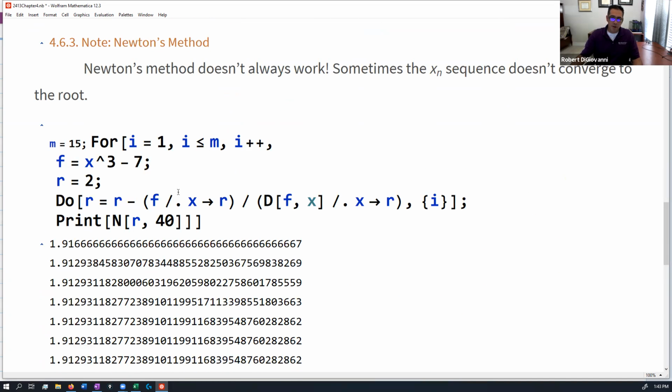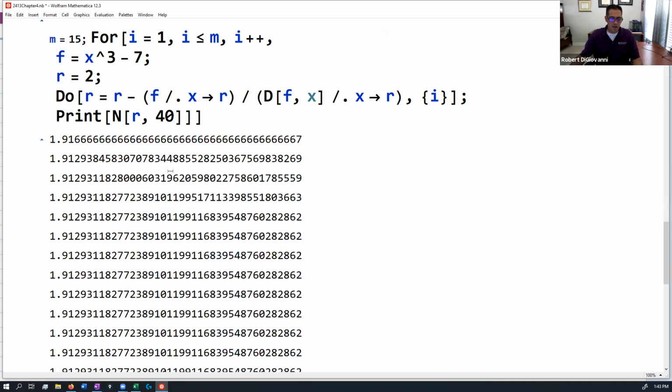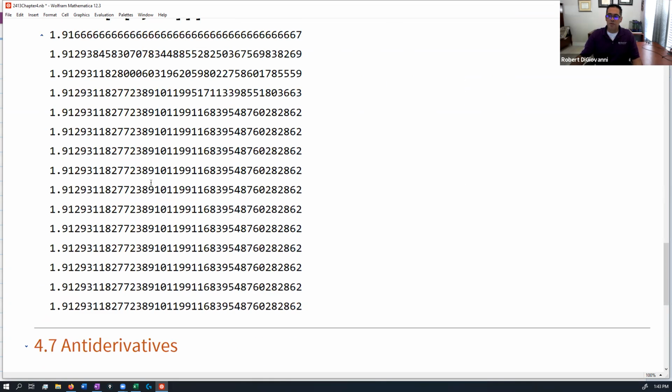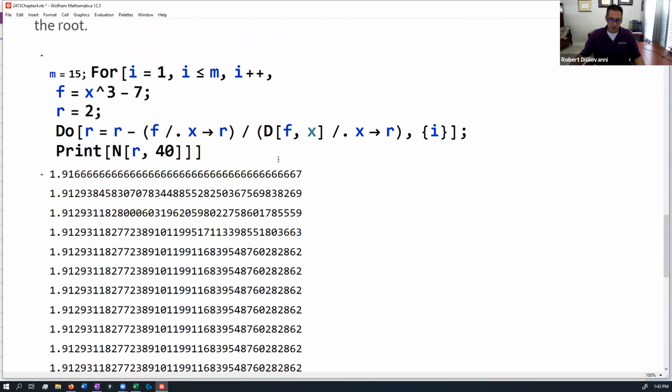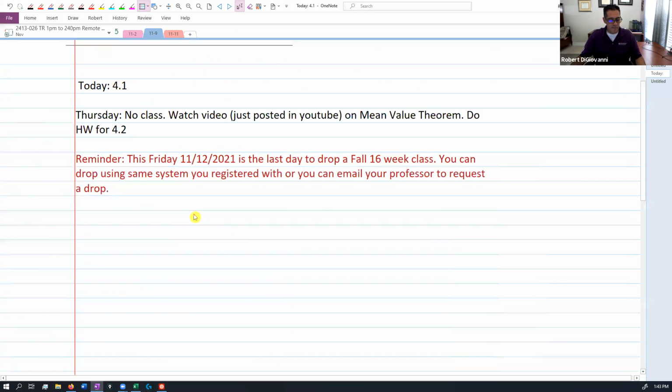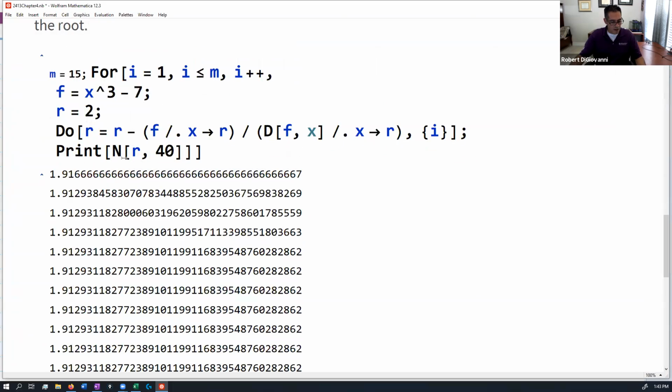I do it with a for loop and a do loop, and then you can actually find the solution to an equation. And that's the way computers solve equations. They don't do what we do. They do something else, and it's just an algorithm. All right. So that's what Newton's method is.